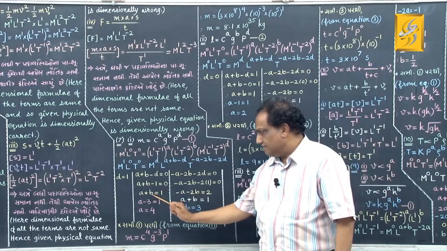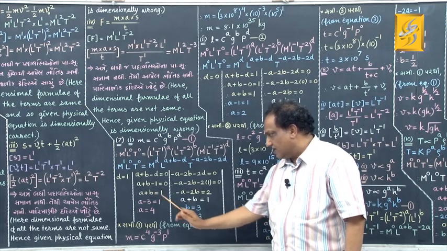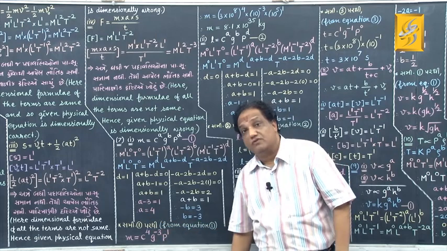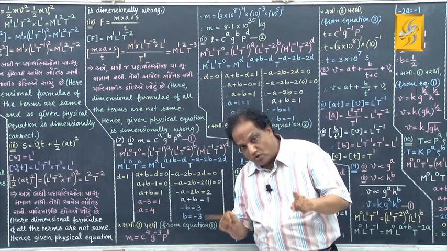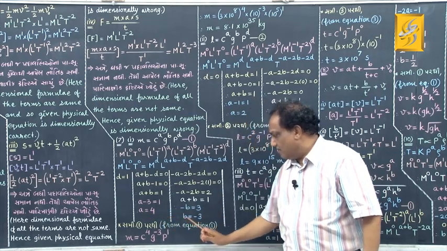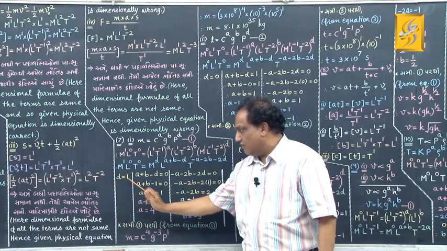Put it back here. b equals minus 3. Transfer it. Then a equals 4. So we have found out all the three values a, b and d: a equals 4, b equals minus 3 and d equals 1.